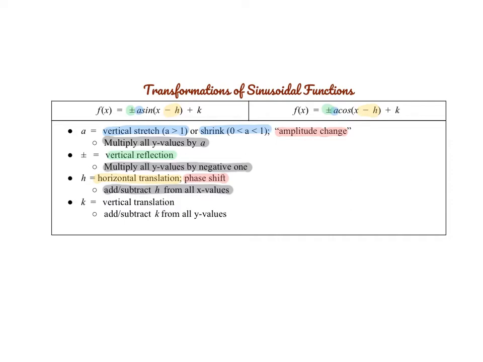All right, and our last transformation is what happens when we add or subtract to our entire function. So that k value is going to cause a vertical translation. So it's going to shift our graph up or down. And we can apply that to our coordinates by simply adding or subtracting k to all of our y values. So again, this only affects the y values because it's a vertical transformation.